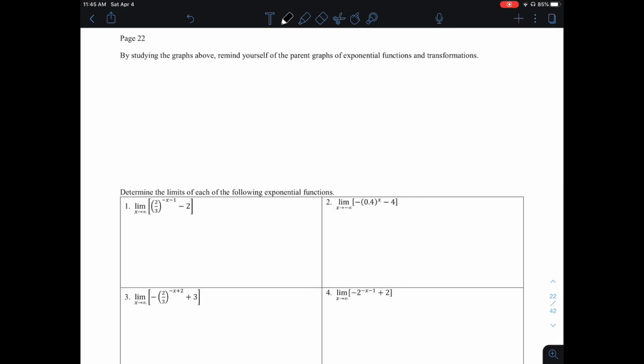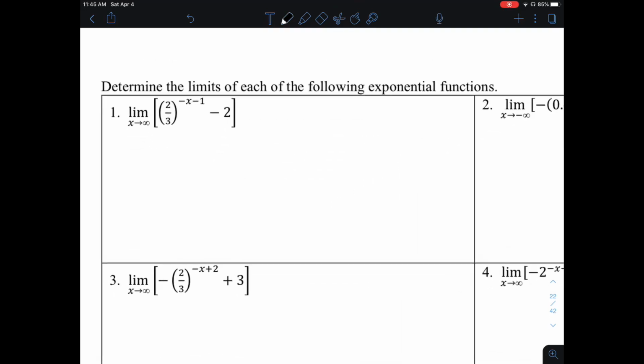By studying the graphs above, remind yourself of the parent graphs of the exponential function and the transformations. If you want to take a moment and go back and look at your notes for exponential functions and write down what we summarized in pre-calculus here, I would highly recommend that. Me doing it for you is a disservice to you. Learning happens when you can take something that you've learned new and apply it to old things, and by telling you these things, I am robbing you of that learning opportunity.